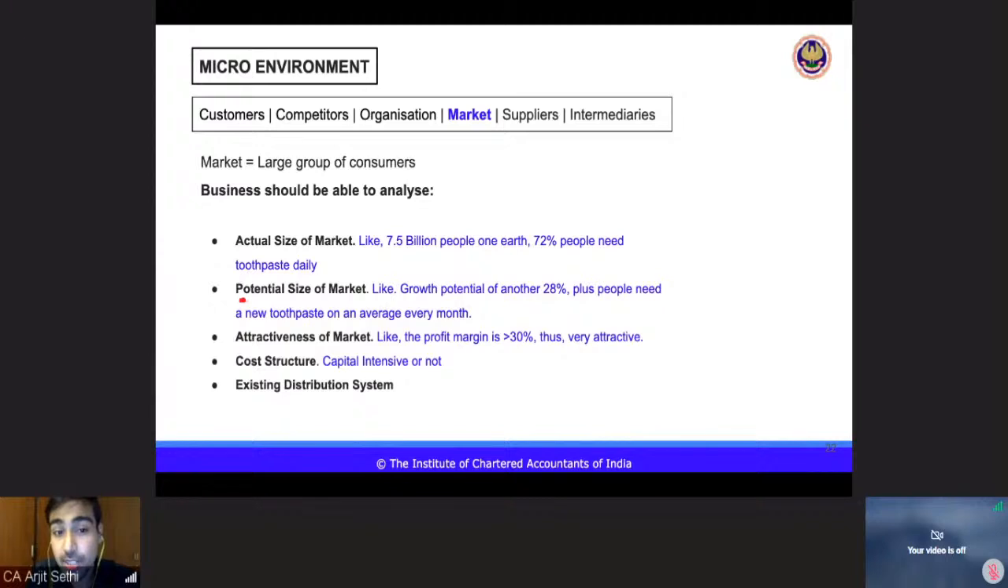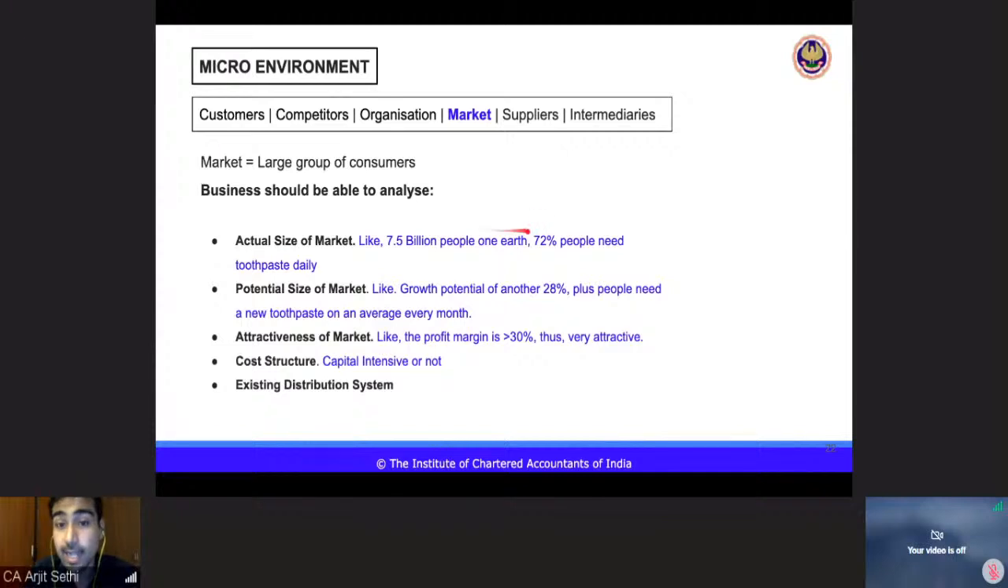What is the potential size? What does potential size mean? How much can it grow? 72% of people are using it. It can grow by another 28%, right? So the potential size of the market is how much more people can be added to that market, how much more people will slowly come in.